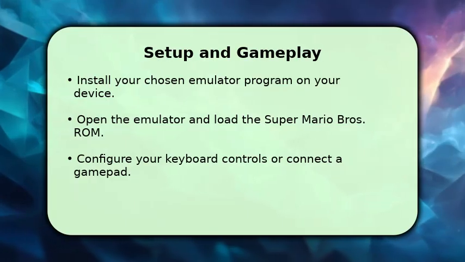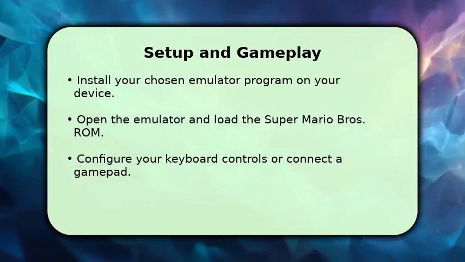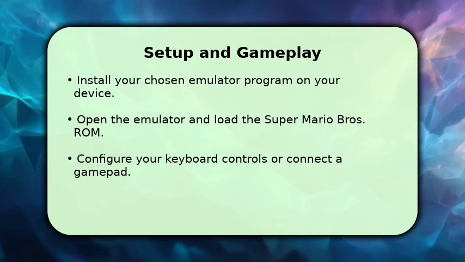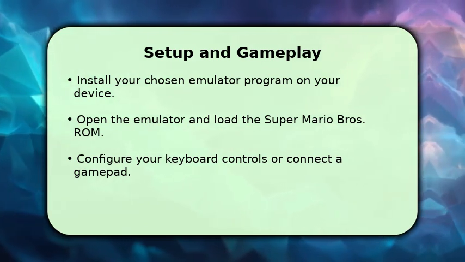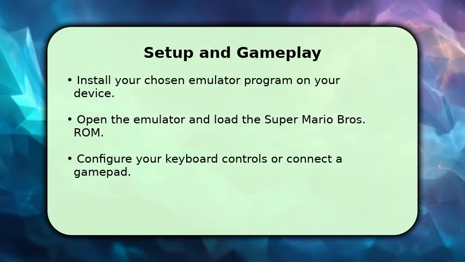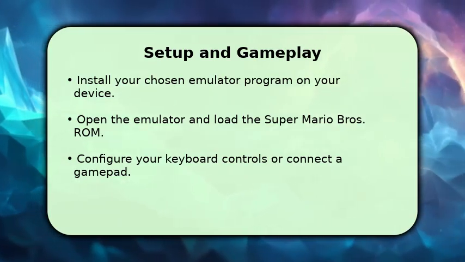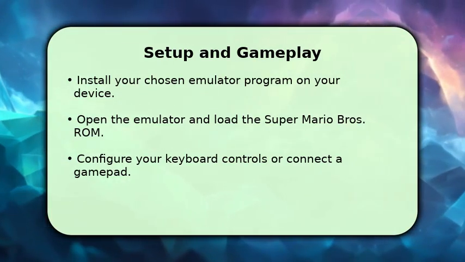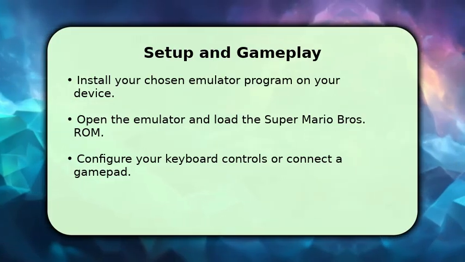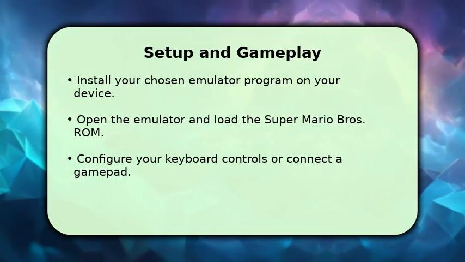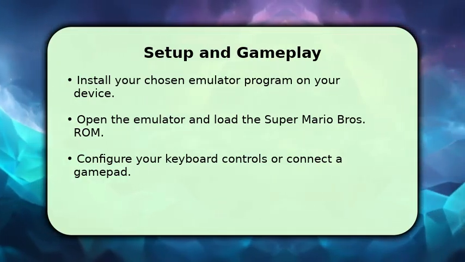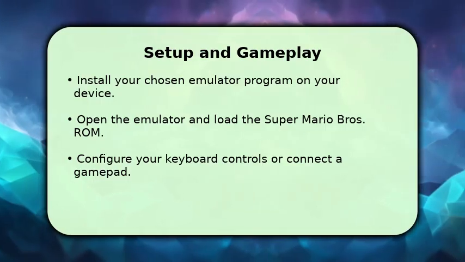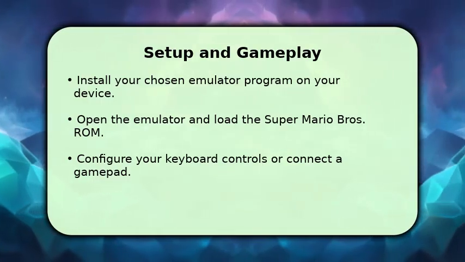With your emulator and game ROM ready, it is time to set up and play. First, install the emulator software on your computer. This process usually takes only a few minutes. Once installed, open the emulator and use its menu to load the Super Mario Bros. ROM file you downloaded. Next, customize your controls. You can map actions to your keyboard or connect a USB gamepad for a more authentic feel. Finally, adjust any video or audio settings to your preference.